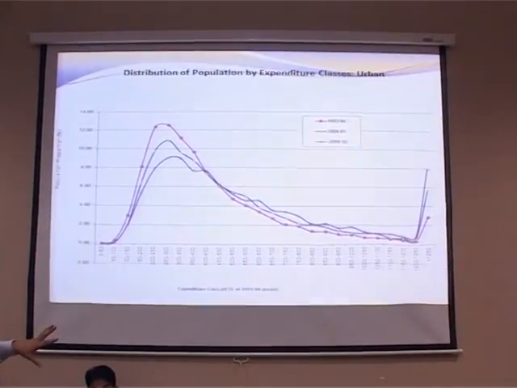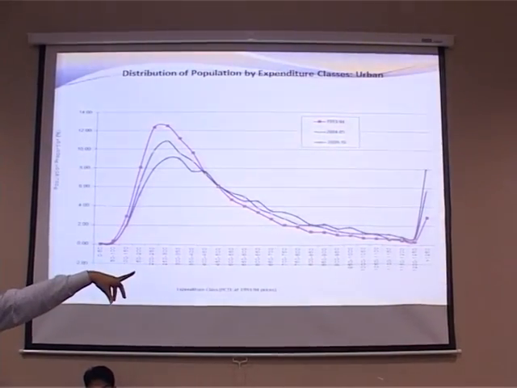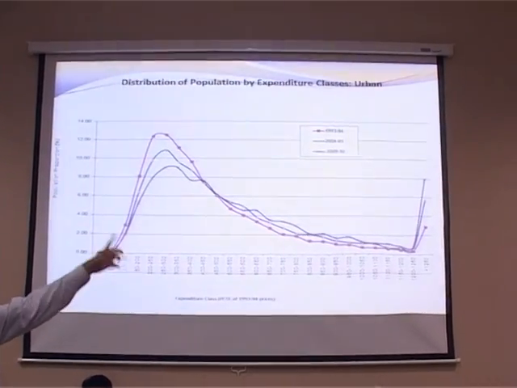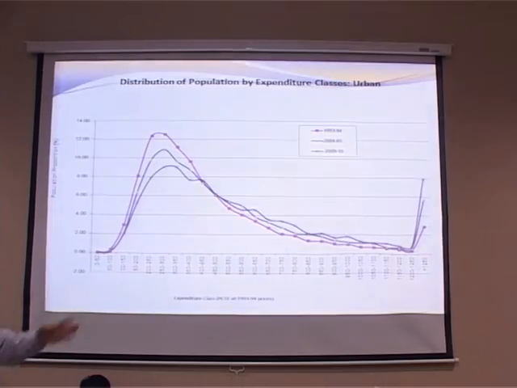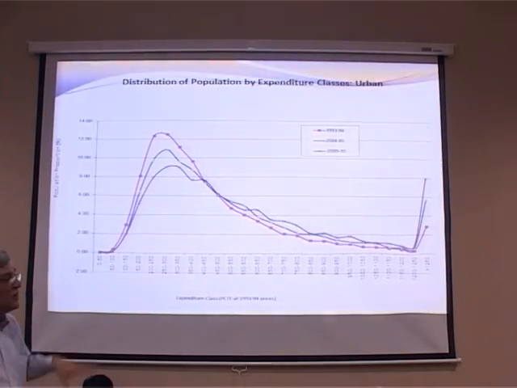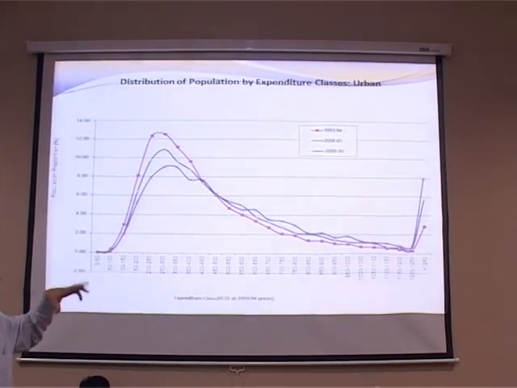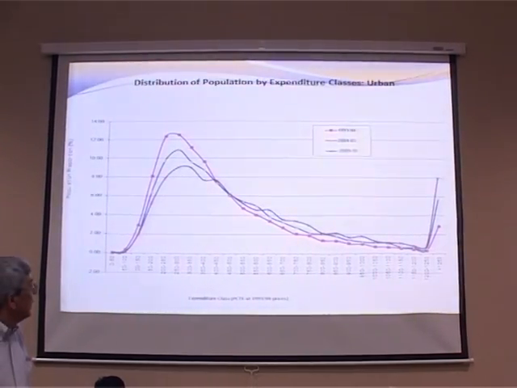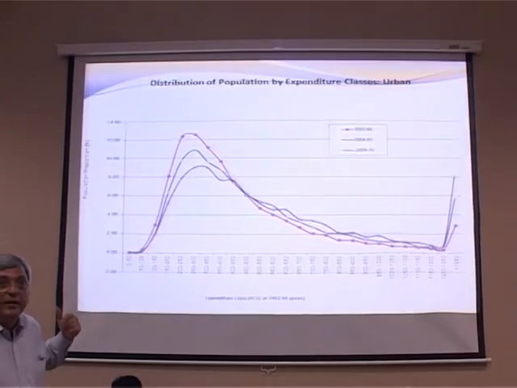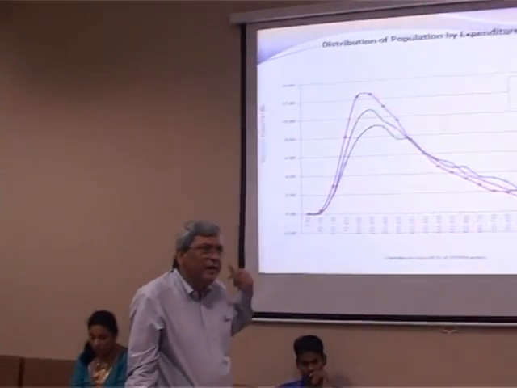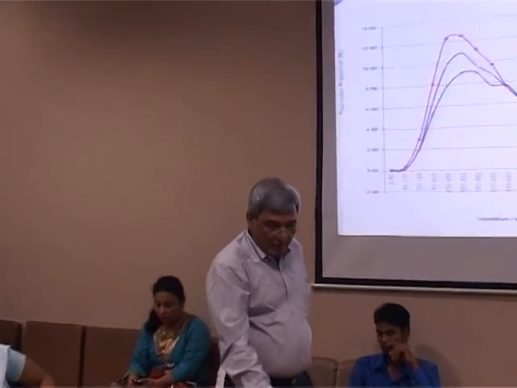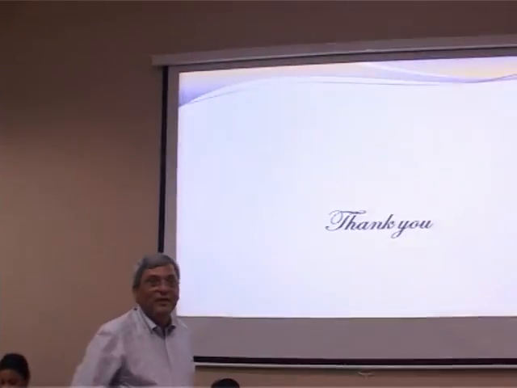In urban, the inequality part is becoming much more important, where you can see from 1200 onwards it's jumping like anything. In fact, between 93-94 and about 2009-10, the inequality has increased quite substantially. And that's all that I had to say. Thank you.